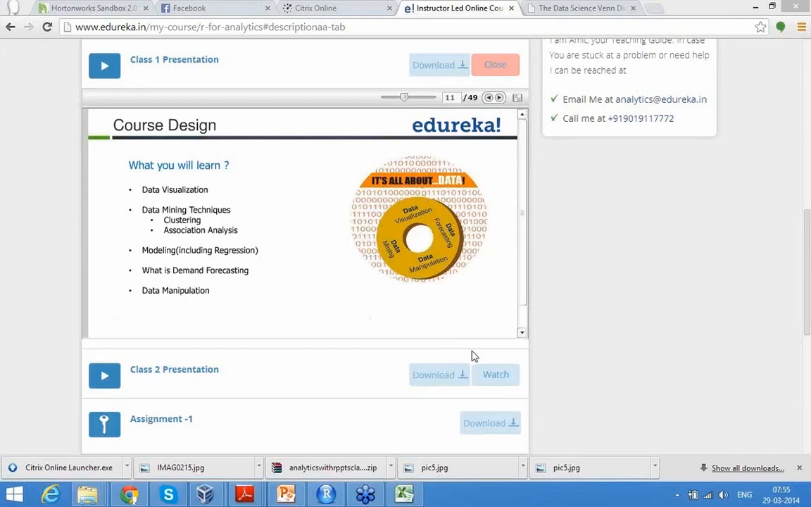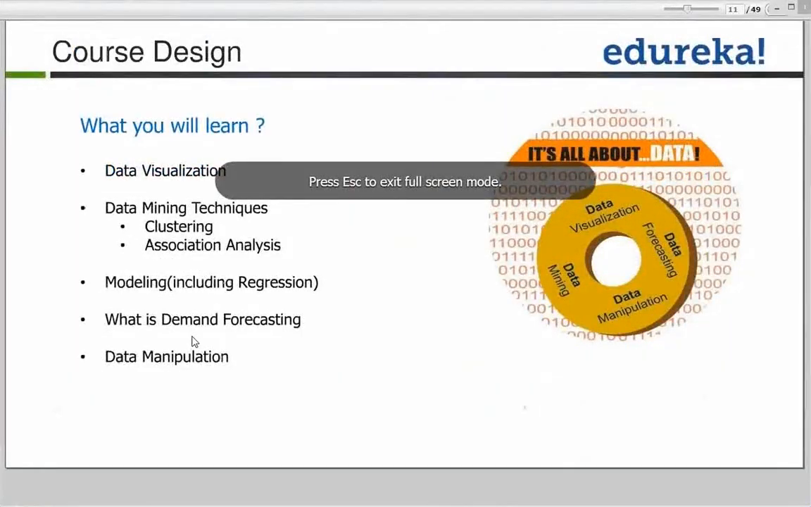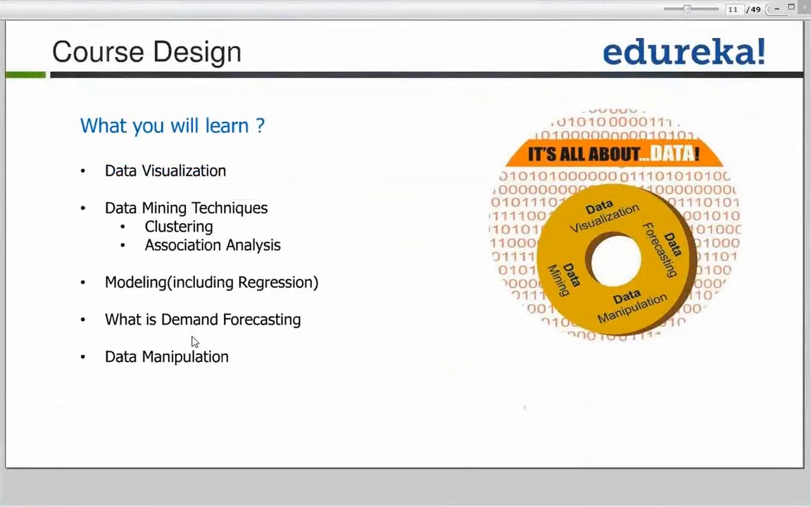Data manipulation, we will look into data manipulation, which is what I was talking about, and this is a very, very important part of your whole modeling. How to prepare your data, how to make it ready for modeling. And this is where how good you are as a data scientist or as a data analyst comes in, on how easily you can do that.